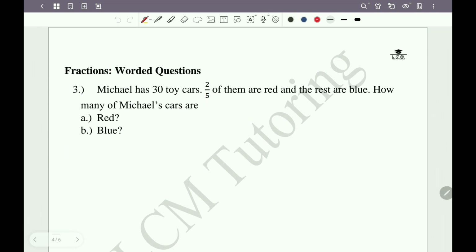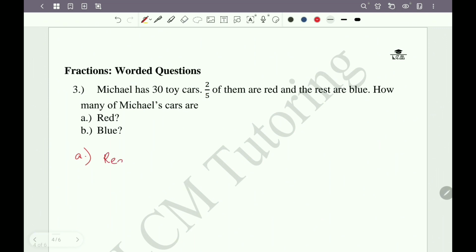So what this question is telling us is that 2/5 of Michael's 30 cars are going to be red, and they ask for the number of red cars. So not the fraction of red cars, but the actual numerical value of red cars that Michael owns. So the "of" in the question, the 2/5 of, is telling us that we need to multiply, right? That word "of" in terms of fractions and worded questions really tells us that we need to multiply.